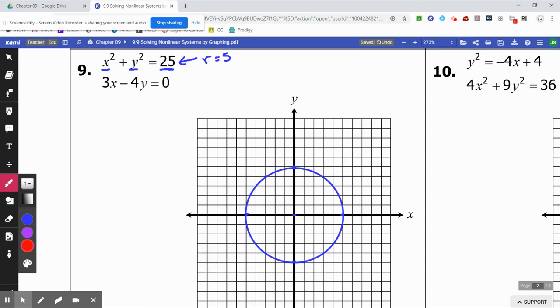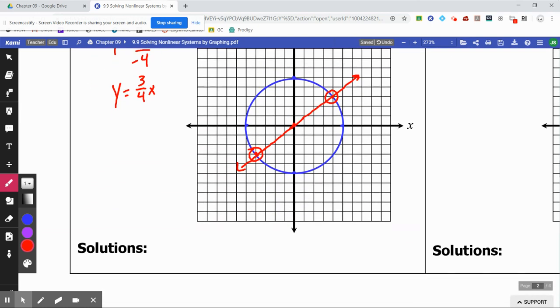Our second one's a line. So we have 3x minus 4y. Let's move that 3x over. And that leaves you with negative 4y equals negative 3x. Divide by negative 4. That gives me y equals 3/4 x. So that's a line that has a y-intercept at 0 and a slope, rise 1, 2, 3, run 1, 2, 3, 4, and go down 3 and left 4. And we see already our points of intersection. And that would be here and here on our circle, which would be the points 4, 3.